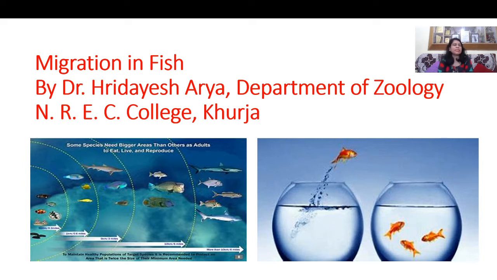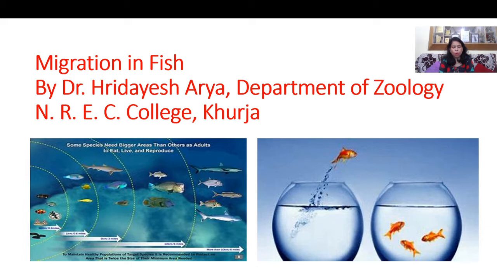My topic is migration in fishes. Many types of fishes migrate from one place to another on a regular basis, on time scales ranging from daily to annually or longer, and over distances ranging from a few meters to thousands of kilometers. Fishes usually migrate to feed or to reproduce, but in other cases, the reasons are unclear.